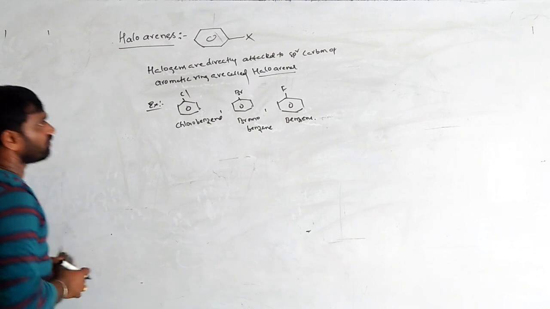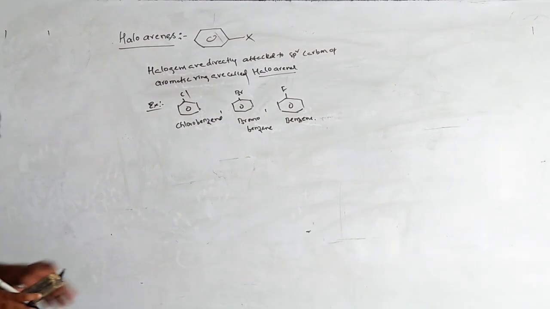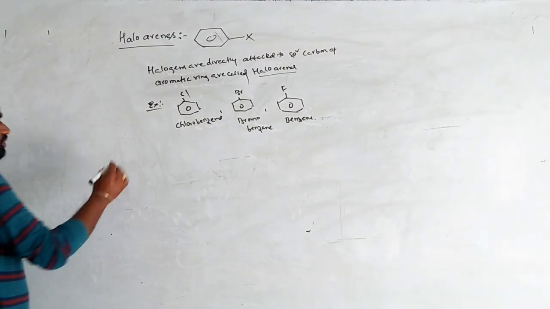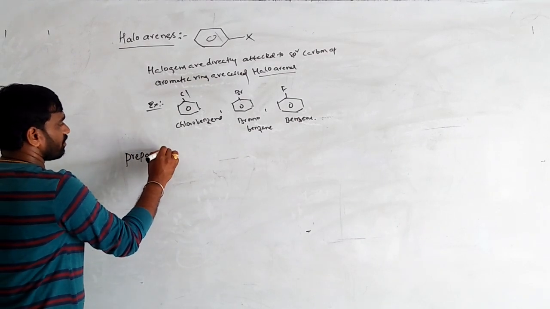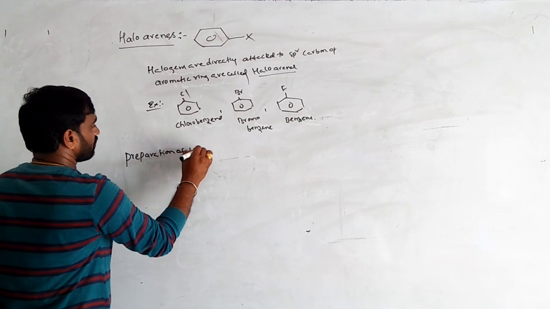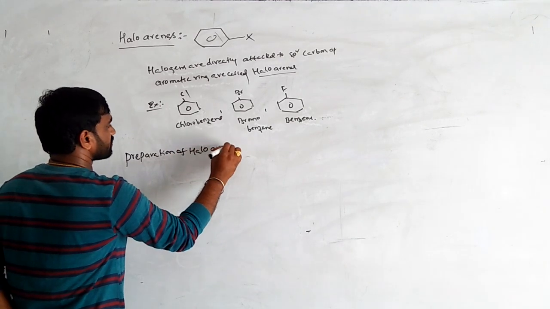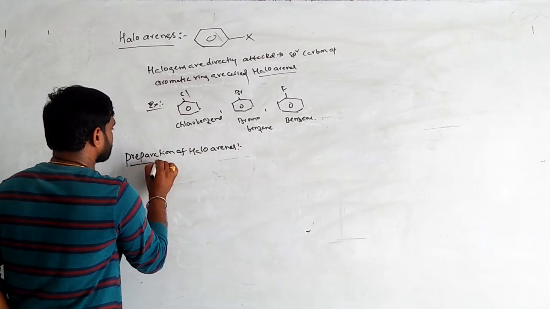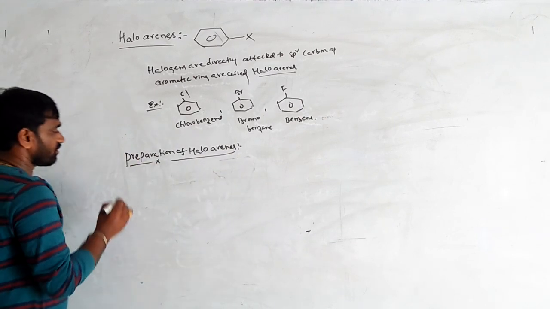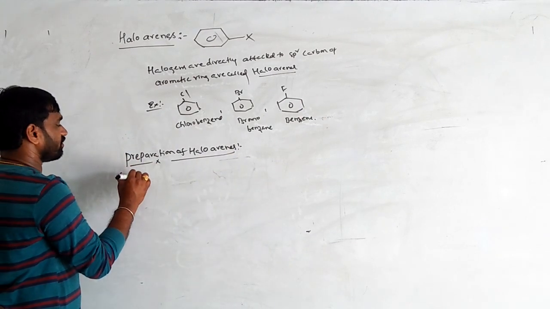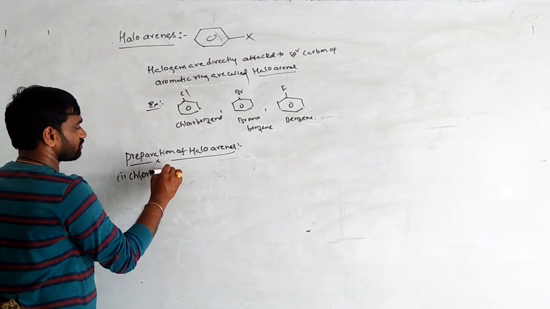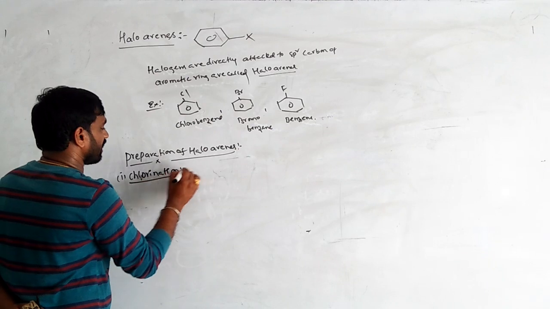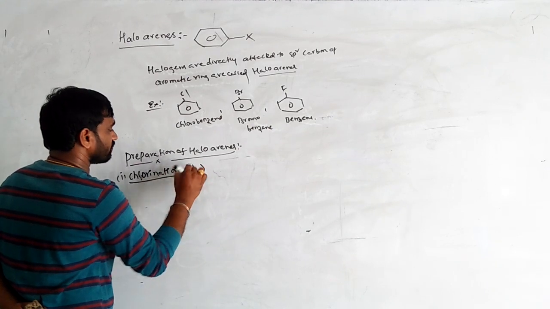These are haloarenes. So how to prepare haloarenes? Preparation of haloarenes. First one, chlorination. Chlorination means reaction with Cl2, chlorine.